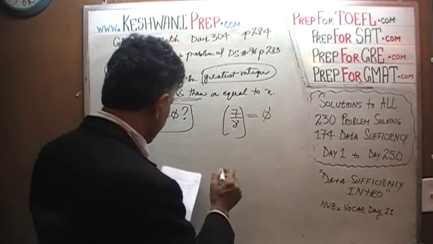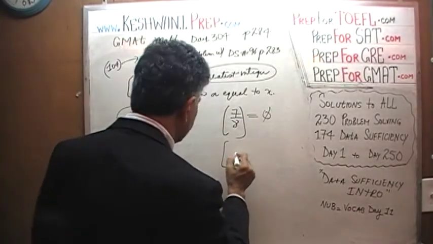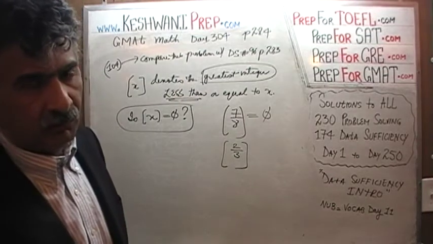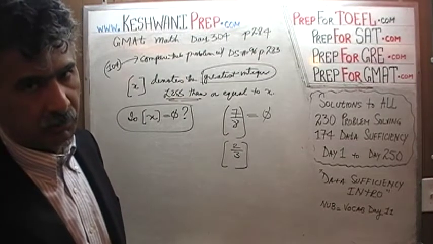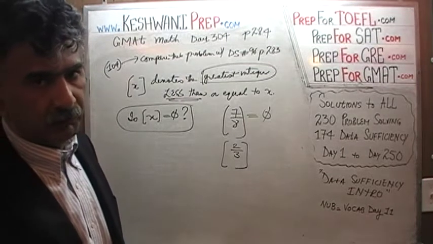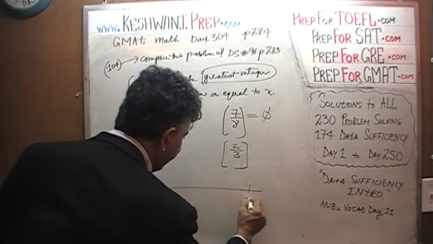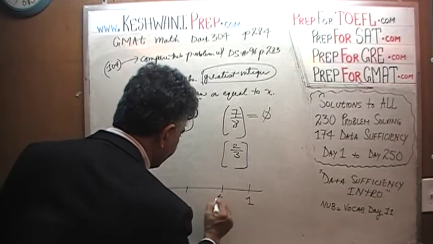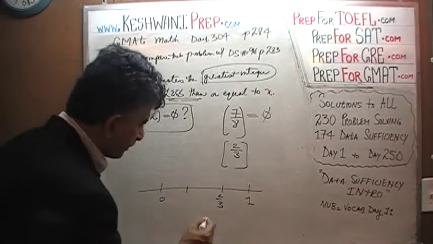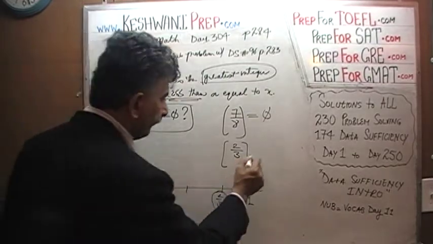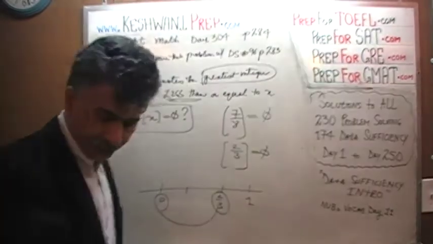Let's do one more. How about 2/3? What do you suppose the largest integer is that we can think of without going over 2/3? If you look on the number line, here's our 0, and here's our 1, and here's 1/3 and 2/3. The largest integer without going over 2/3 is 0 again. Let's do one more.